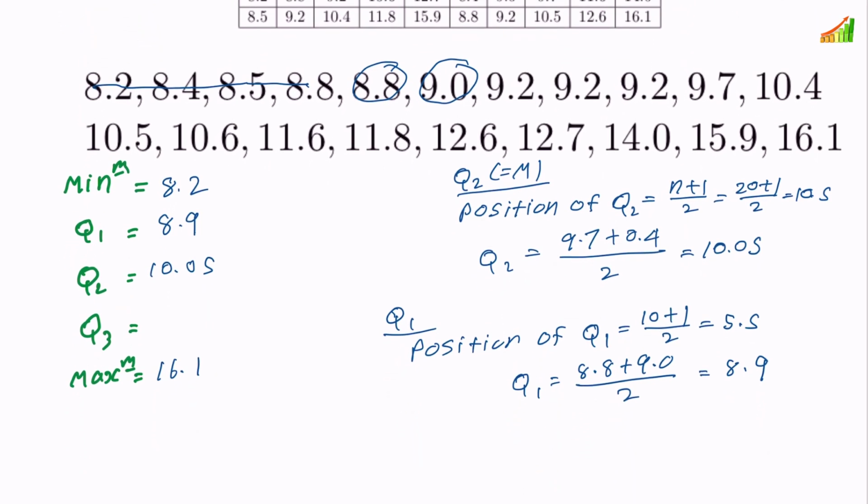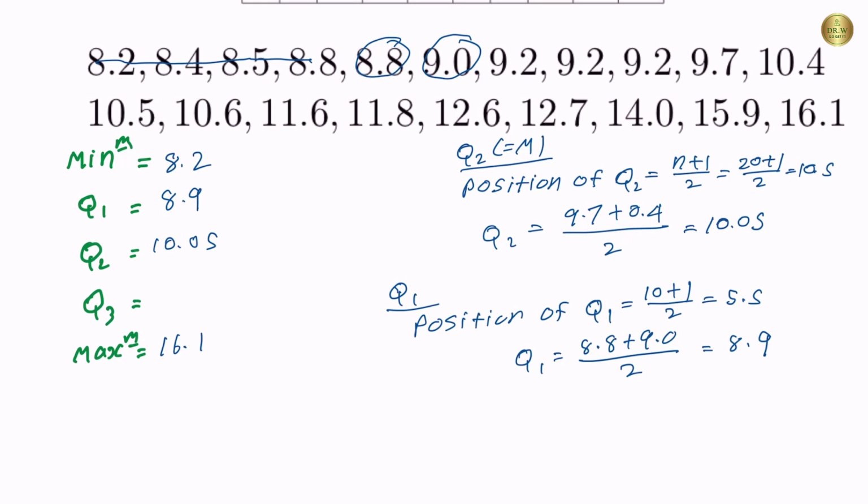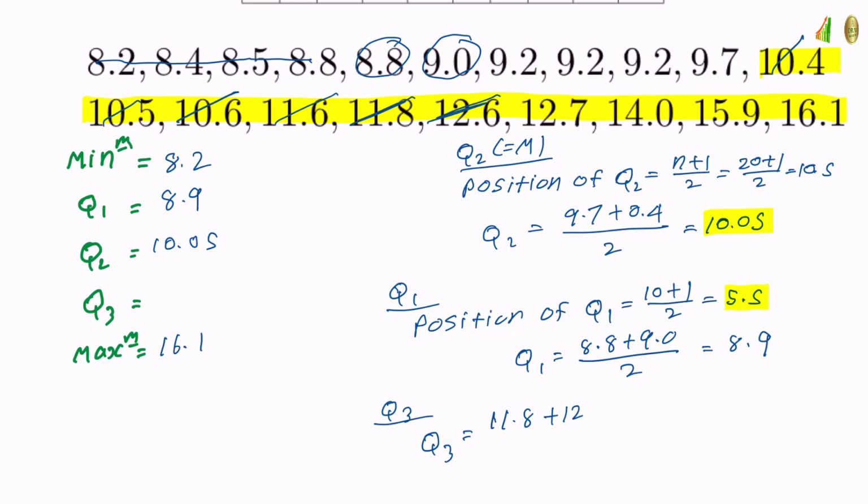Then Q3. How do we find the Q3? Now we consider the numbers after the 10.05. So 10.4, 10.5 and up to 16.1. Now we consider these last 10 numbers for the Q3. We know the position is 5.5 from the first number, right? The first number is 10.4 for the Q3. Therefore, we take the 5th one and 6th one, and get the average. So this is 12.2. Therefore, Q3 is 12.2. So this is the 5-number summary.